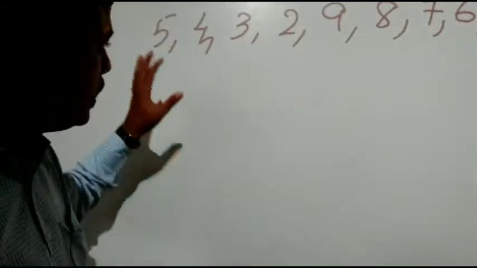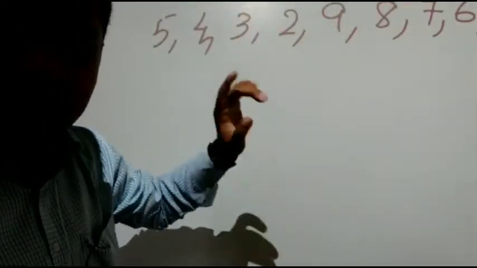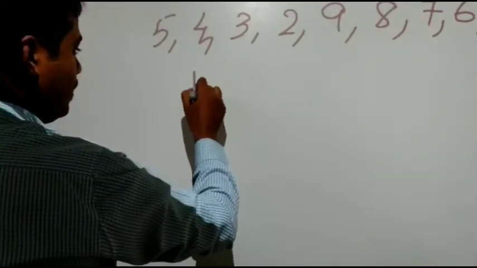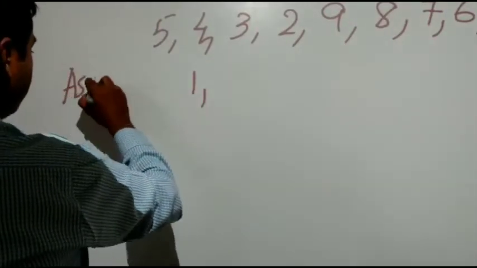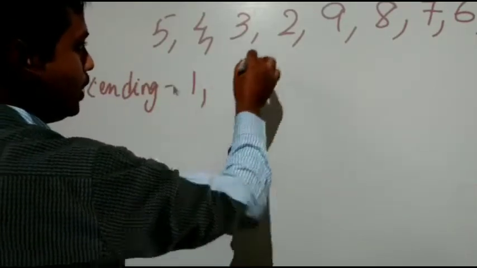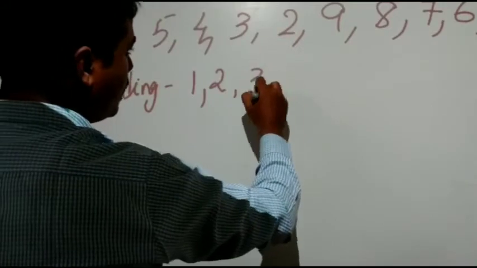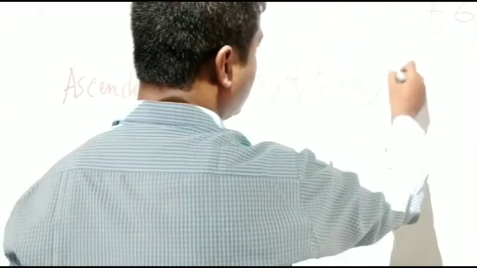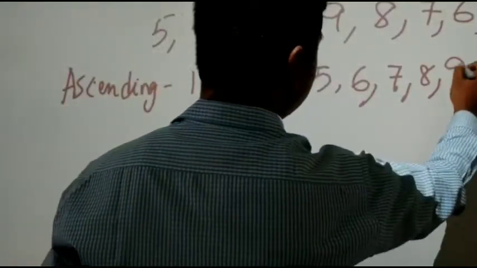First of all, the values that are given there, you arrange the values in your ascending order. So first will be your 1. This is in ascending order. It will be 1. Next will be your 2. Next will be your 3. Then it is 4. Then it is 5. Then 6. Then 7. Then 8. Then 9.